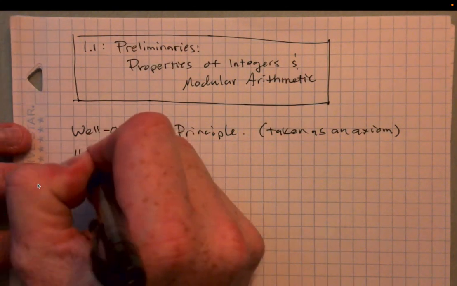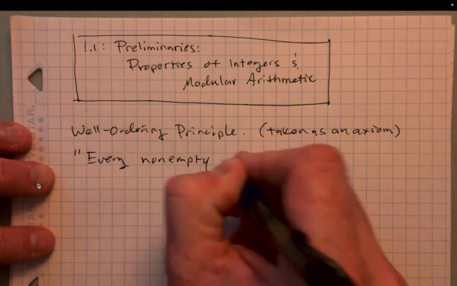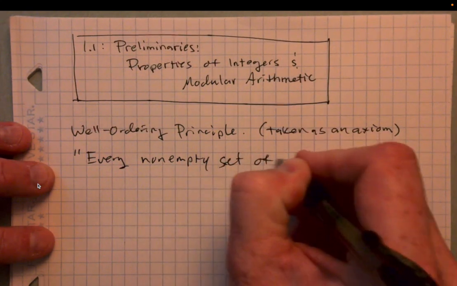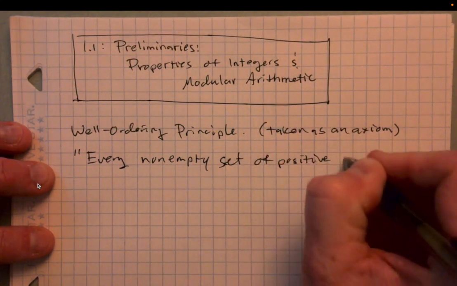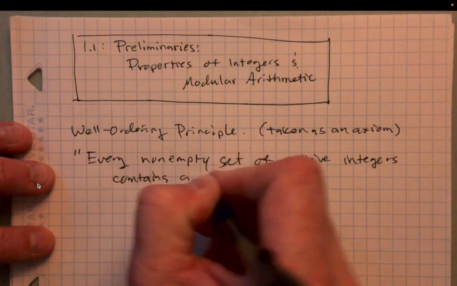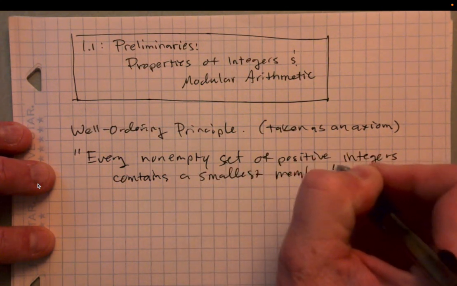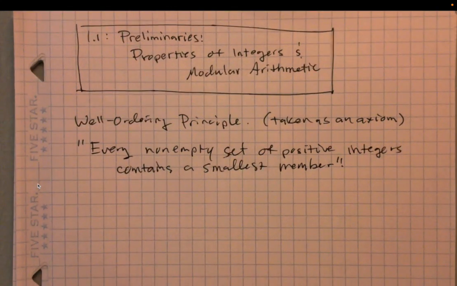It's that simple. So every non-empty set of positive integers contains a smallest member. Okay, so pretty straightforward axiom, right? If I've got a set of integers, and there's at least one integer in there, then all this is saying is that there's a smallest member in the set. Pretty straightforward.